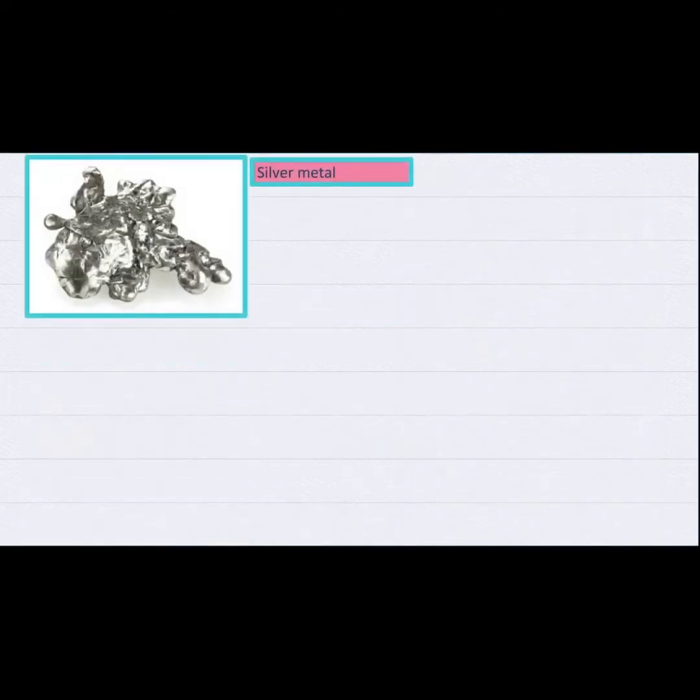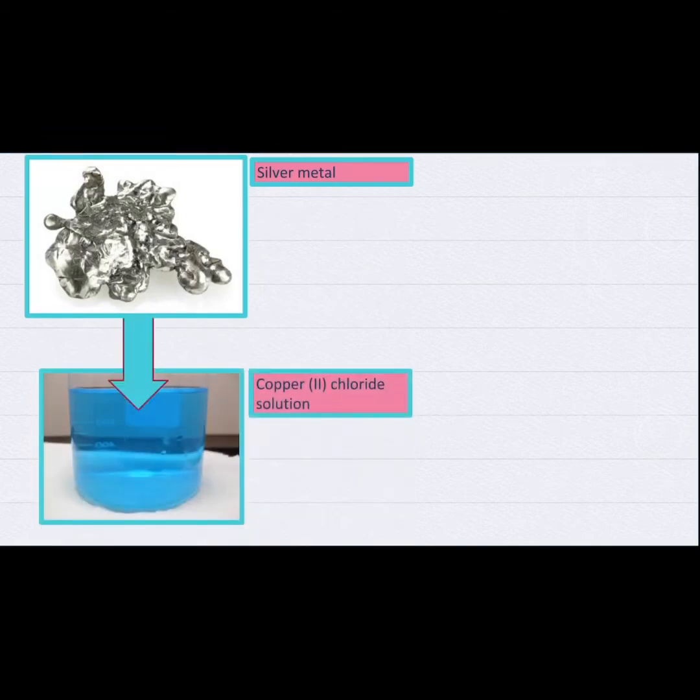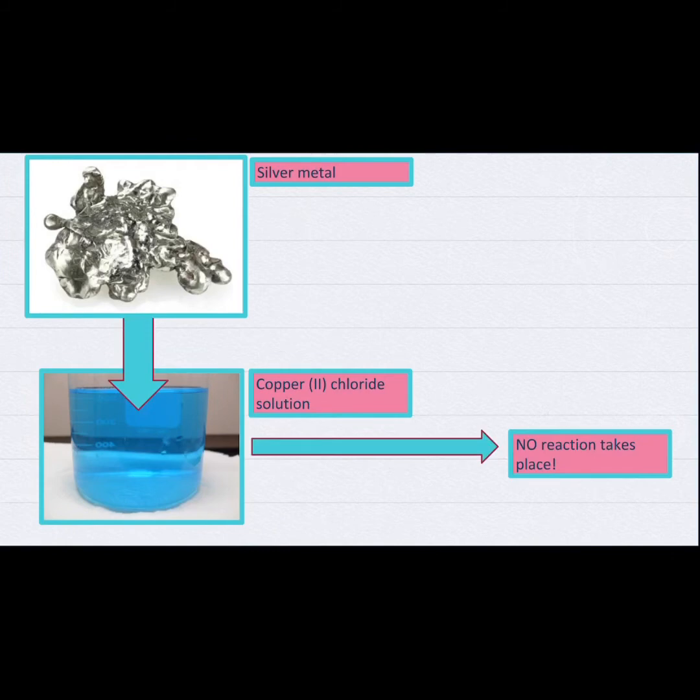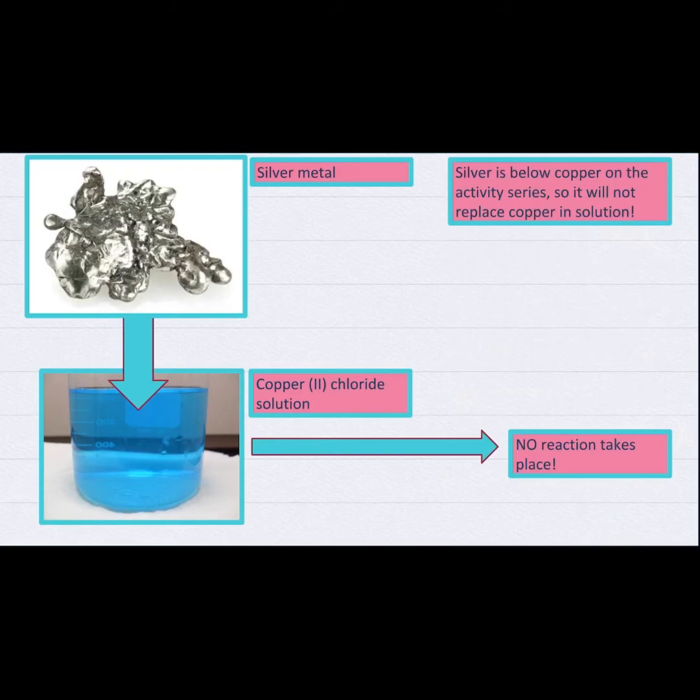Here's what that looks like. If I have silver metal and I add it to that same copper 2 chloride solution, there's no reaction at all. Because silver is below copper on that activity series, it's not going to replace the copper in the solution.